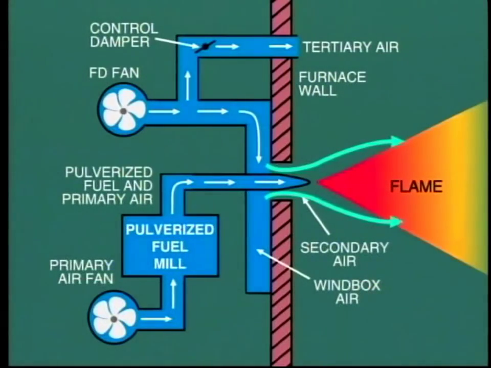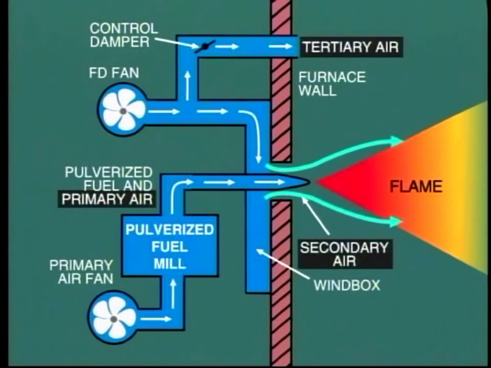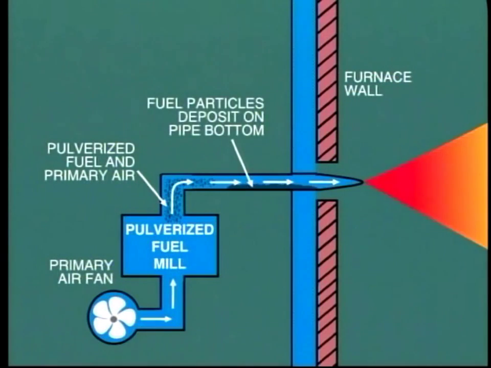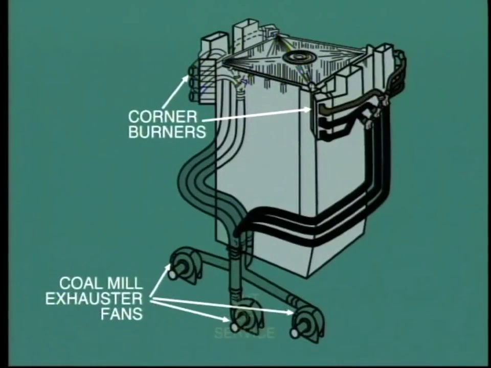Over and above this, the distribution of air between primary, secondary, and tertiary systems must also be adjusted to provide the optimum combustion conditions. There is a limit to how far we can reduce fuel flow to each burner. This is because the fuel particles can no longer be carried in the airstream and may instead deposit on the bottom of the conveying pipework. At low loads, therefore, a set of burners and the associated mill will need to be taken out of service.